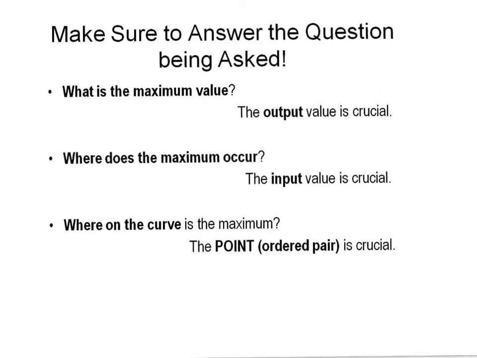Now, a couple of vocabulary things we have to be careful of. When you are being asked the question, what is the maximum value? They are wanting the output or the y value, because they want to know, like, what is your maximum profit? They don't want to know the year, they want to know the actual number, the value. Now, if it says where does the maximum occur, that would be asking for the input value, the x value. And last of all, if it says where on the curve is the maximum, that would be the ordered pair. So be careful when you're answering a question to know what they're looking for.